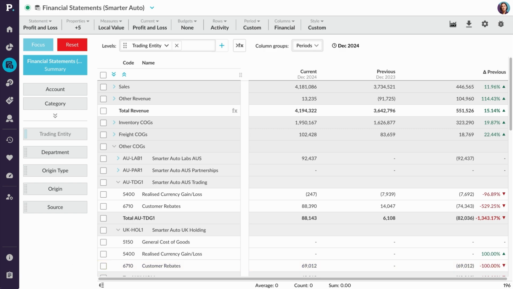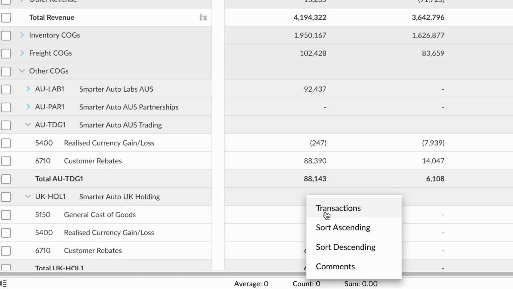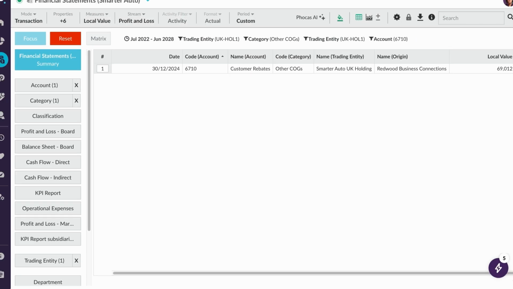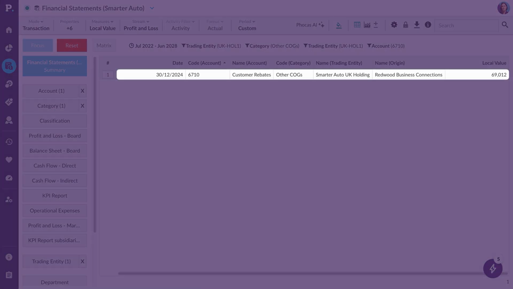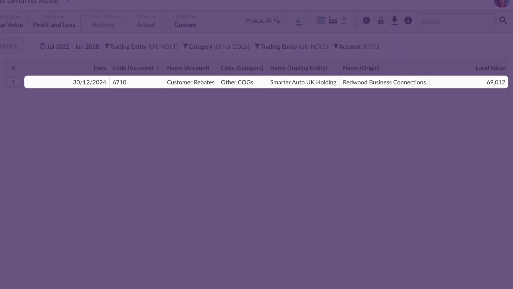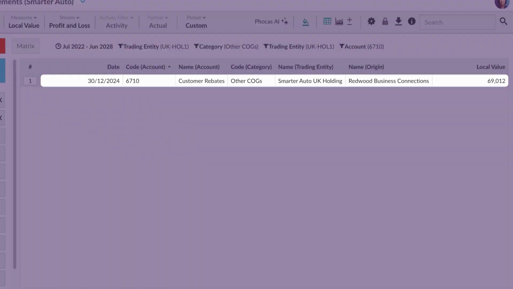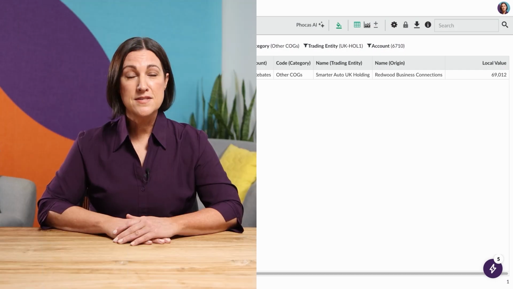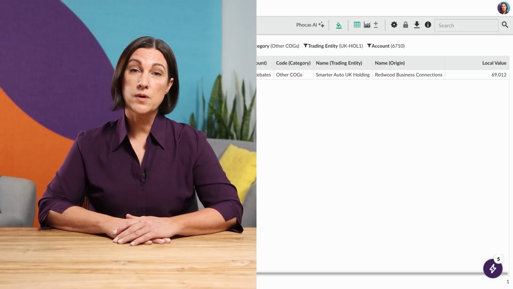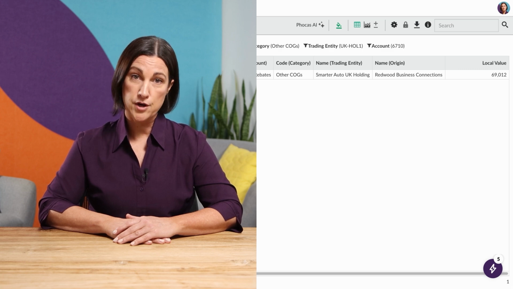The beauty here is that I can delve even deeper into the data, right down to the individual rebate transactions. And here we have it. There is one rebate transaction to Redwood Business Connections. Now that I have this information, I can liaise with the relevant people to prevent this from recurring.